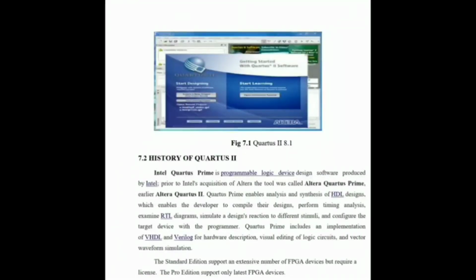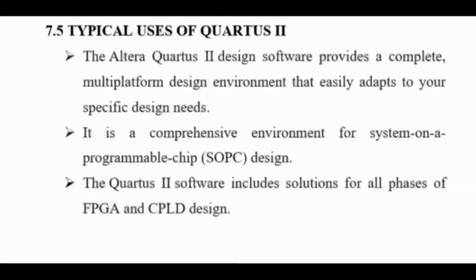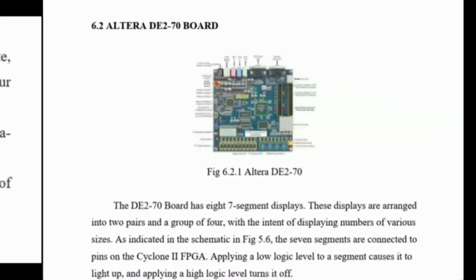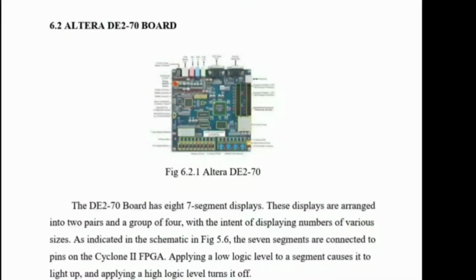Here Shushmita Kumari is going to speak about the software used in our project. The software used is Ultra Quartus 2 software. The Quartus 2 design software provides a complete multi-platform design environment that easily adapts to our specific design needs. It is a comprehensive environment for system on a programmable chip design. Quartus 2 includes solutions for all phases of FPGA design. The compilation time taken by the software is comparatively very less.